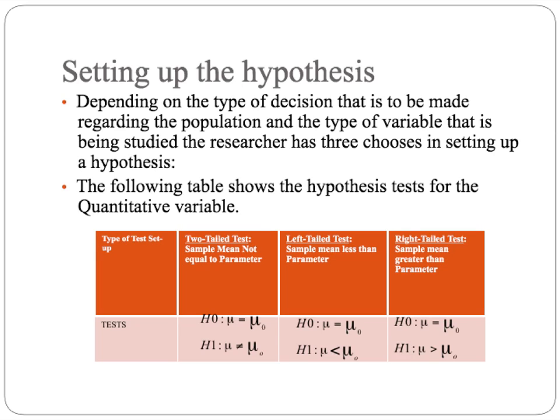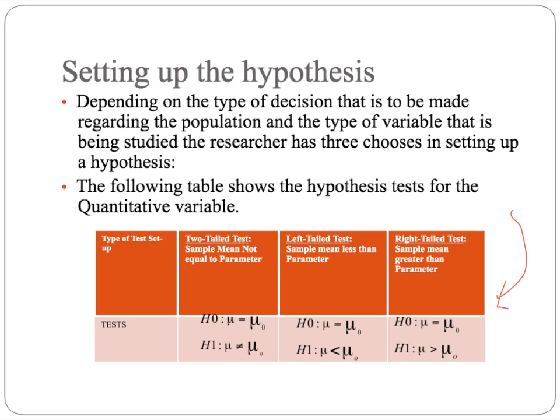So at the beginning of the process, in setting up the hypothesis, it depends on the type of decision that is to be made regarding the population and the type of variable that is being studied. The researcher has three choices in setting up a hypothesis, and this one at the bottom is for a quantitative variable. So the following table shows the hypothesis test for the quantitative variable.